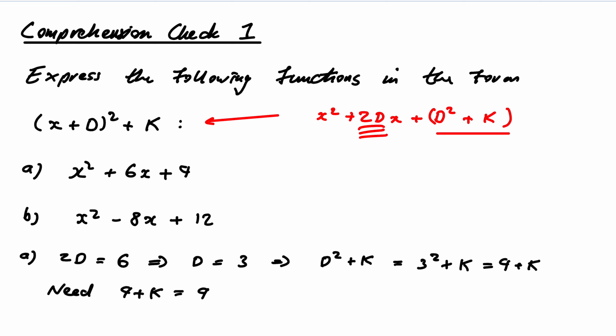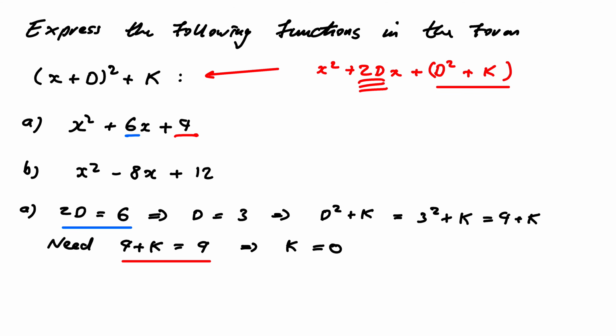So let me just highlight this with some different colors. That 6 there is this piece. And then this 9 here, that's showing up here. And what does this imply? Well, of course, I can take away 9 from both sides. k is equal to 0.